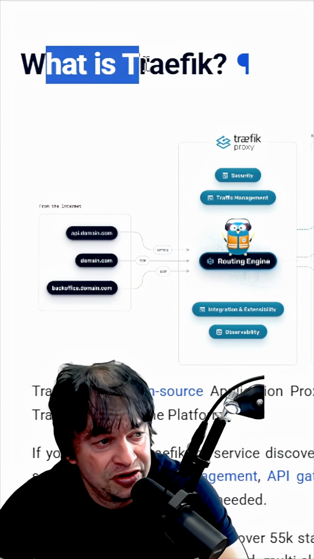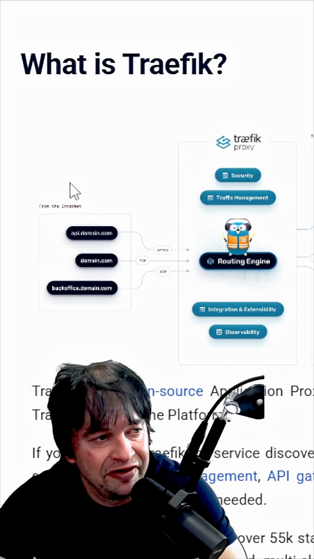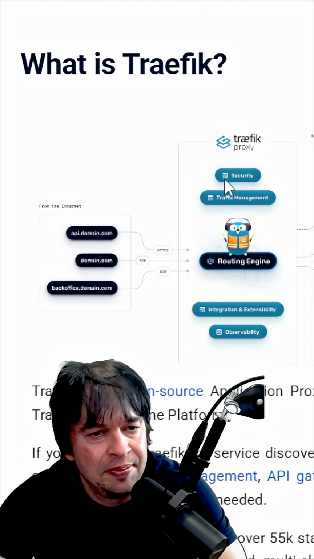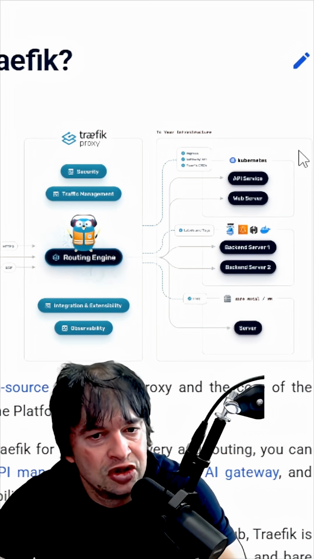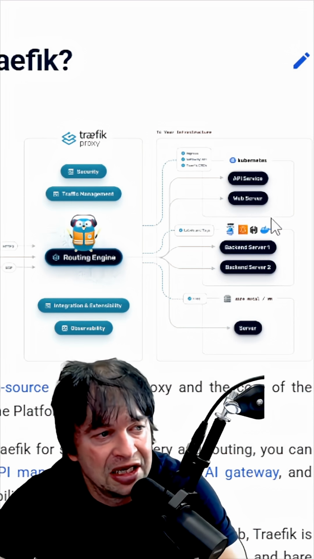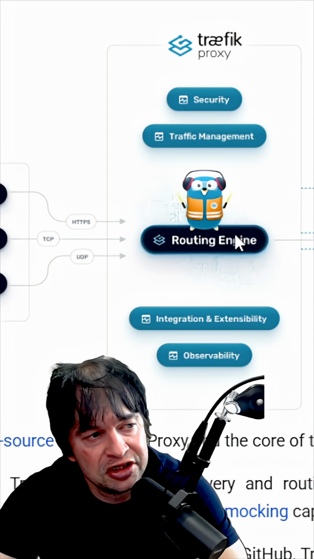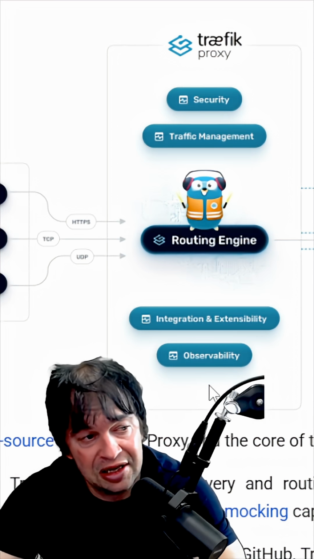So what is Traefik? Traefik is an open source application proxy that takes traffic coming from either external or internal to the proxy. It applies security, traffic management capability, and passes it to upstream services. This can be any types of upstreams. In our video, we take a look at Kubernetes services. The proxy also has a lot of features, integration, and extensions with observability like OpenTelemetry as well.